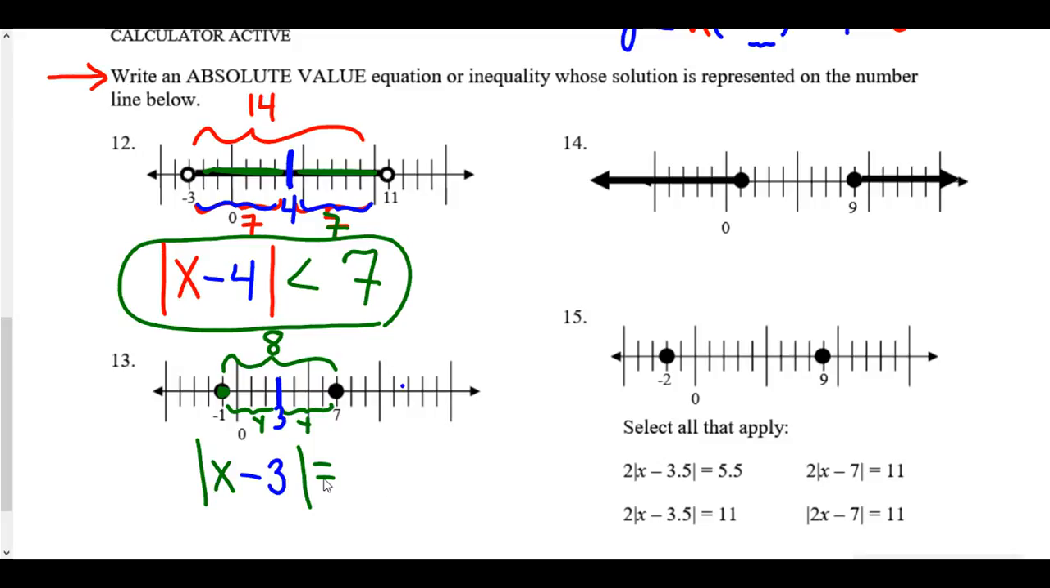And then I'm saying that the distance that I'm going out is exactly 4 units. So that's why I have equal to 4. I can go exactly 4 units in either direction.